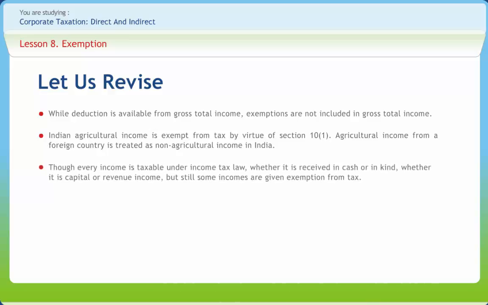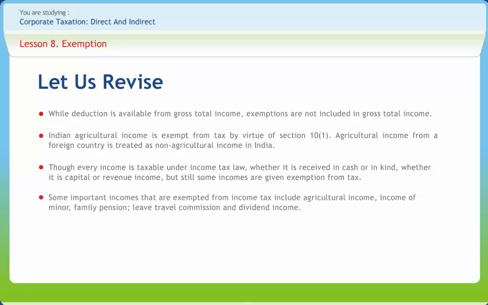Though every income is taxable under the income tax law, whether it is received in cash or in kind, whether it is capital or revenue income, but still some incomes are given exemption from tax. Some important incomes that are exempted from income tax include agricultural income, income of minor, family pension, leave travel commission, and dividend income.